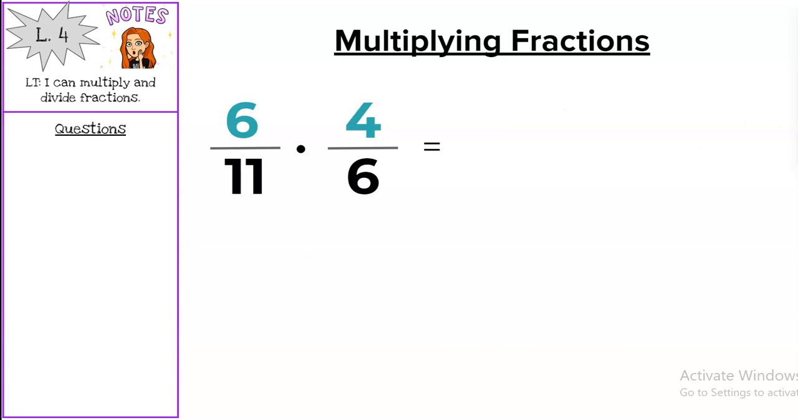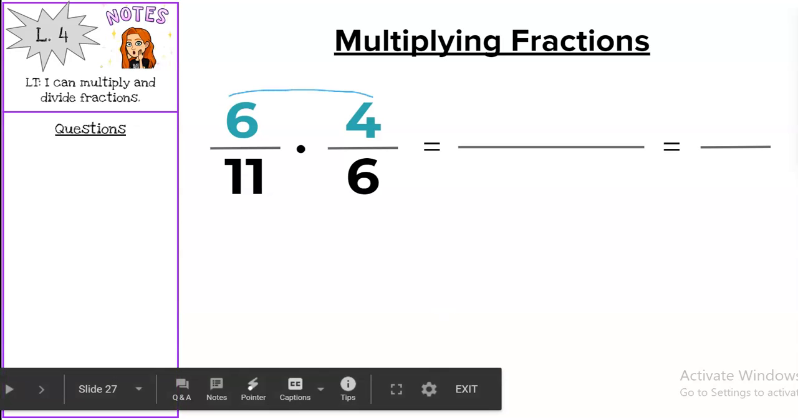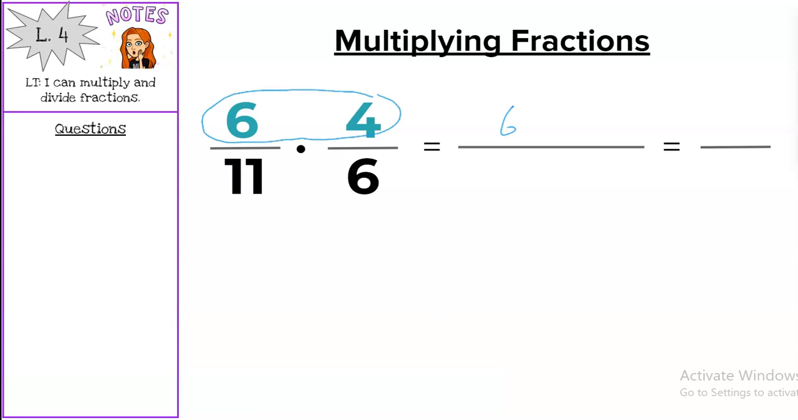Let's do another practice problem. We've got multiplying fractions, 6/11 times 4/6. So remember, we multiply our numerators. So we do 6 times 4. 6 times 4 is 24. And then we're going to multiply our denominators. And that's 11 times 6. 11 times 6 is 66.